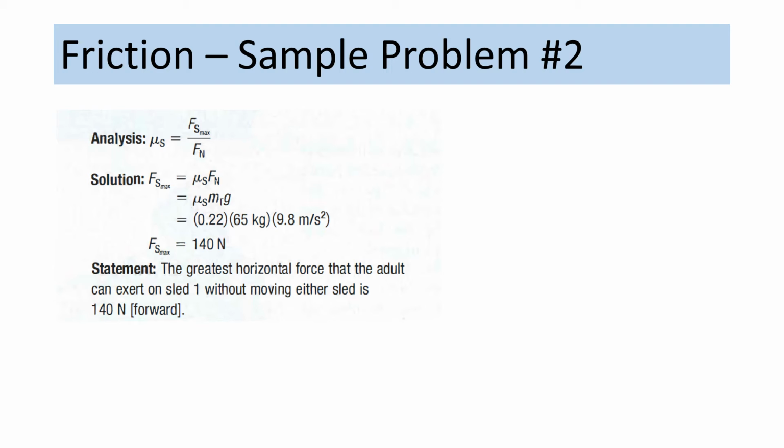we can then substitute in the values. 0.22 times 65 kilograms times 9.8 meters per second squared. So our maximum force of static friction is 140 newtons. The greatest horizontal force that the adult can exert on sled 1 without moving either sled 1 or 2 is 140 newtons forward.